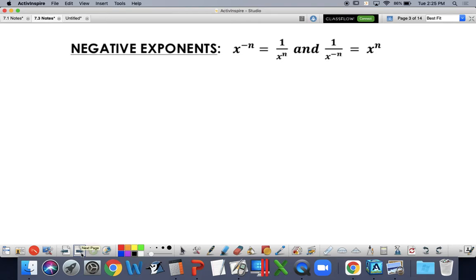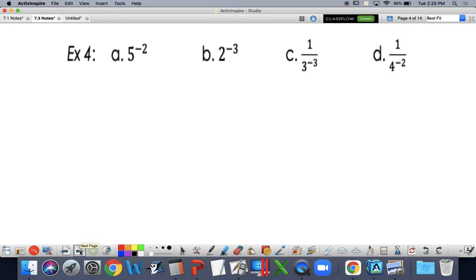So let's talk about negative exponents, right? We know if we have a negative exponent in our numerator, it'll move to the denominator and become positive, or vice versa. If it's in the denominator, it moves to the numerator and becomes positive. So let's look at some low-level examples. I think we know how to do these.